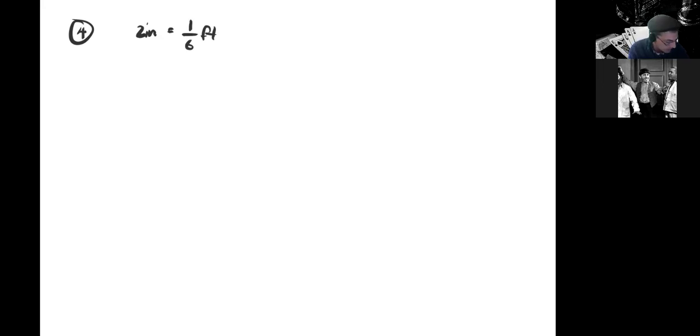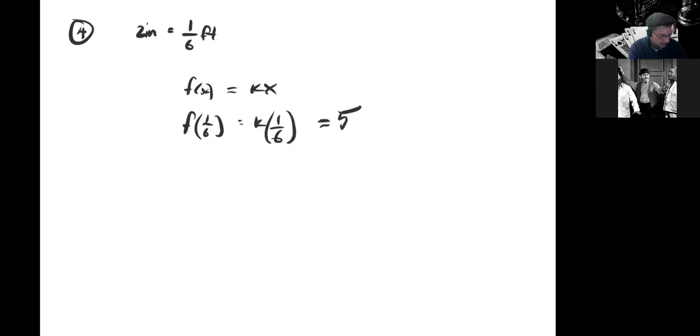its natural length. So if we let f of x equal kx by Hooke's law, that tells me f of 1/6 is k times 1/6, and that's going to be given by 5 pounds, because F is the force, so that says that k is equal to 30.